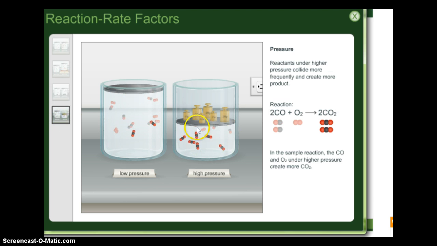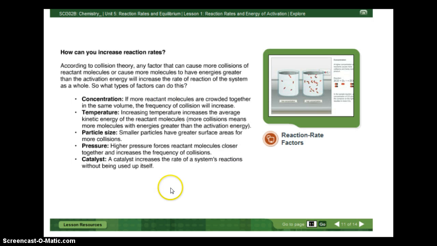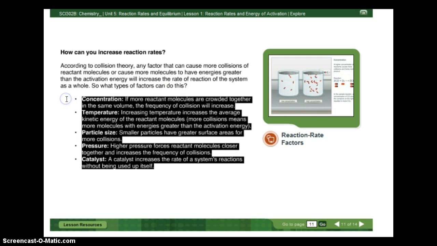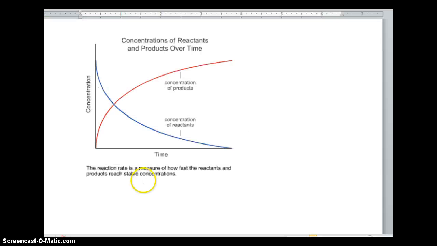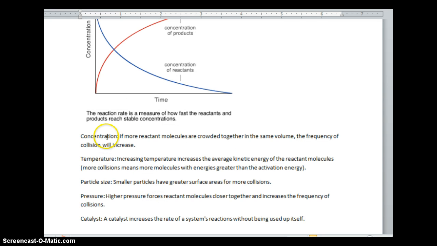And pressure. So pressure means I'm forcing it down, and therefore they have to run into each other more. Okay, so I'm just going to copy paste all that into the notes because it was written pretty well. And you do need to know those. So make sure you know it's concentration, temperature, particle size, pressure, and catalyst.